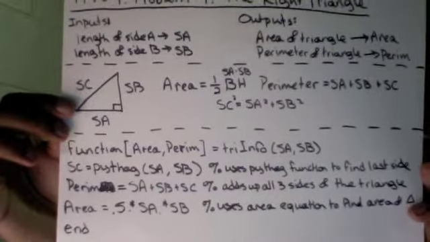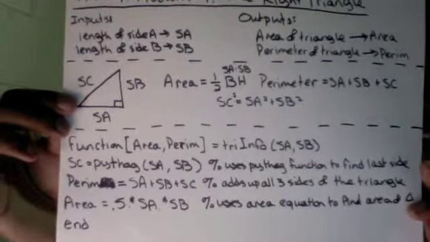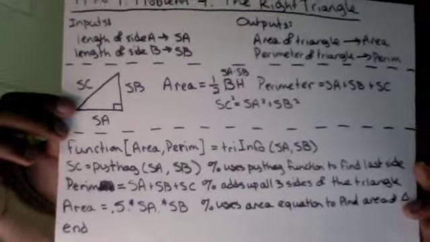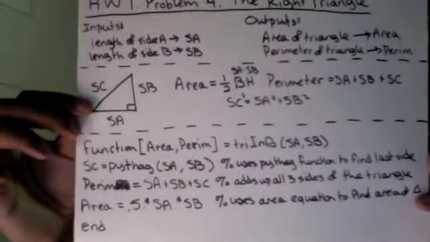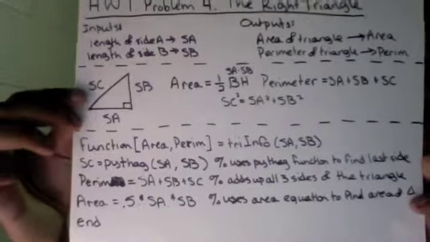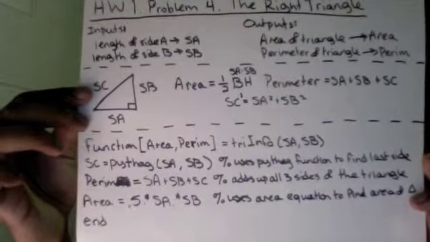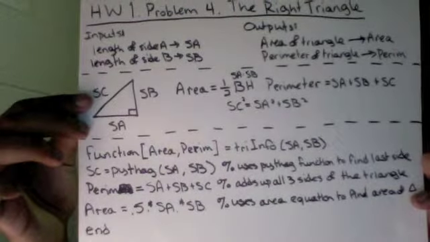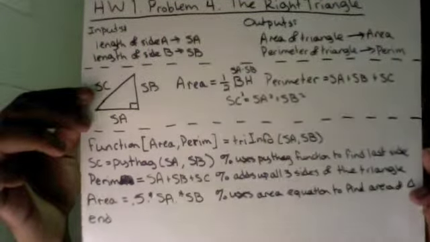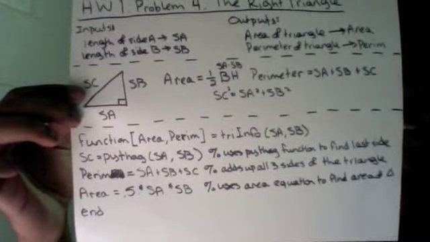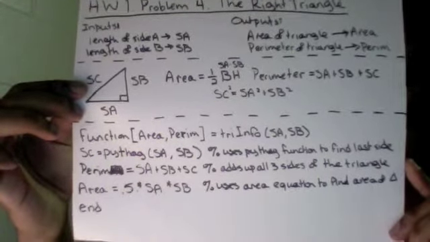So looking again, we have two inputs, side A and side B. I call them the variables SA and SB. We have two outputs, the area and the perimeter, and I have area and perim. Some notes about the problem that I felt would be useful would be the right triangle itself, side A, side B, and side C, as well as the area of a right triangle equals 1/2 base times height, which would be side A and side B. The perimeter of a right triangle is side A plus side B plus side C.